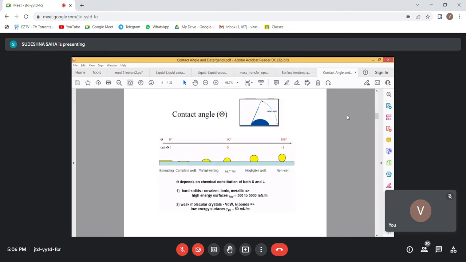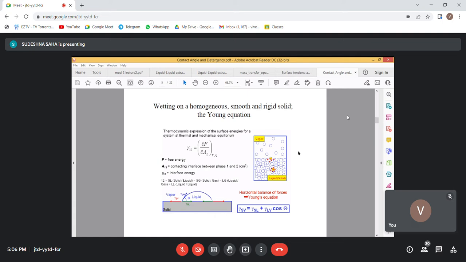Okay. Now we will come to more details about the contact angle and the wetting phenomena. So now we will consider wetting on a homogeneous, smooth and rigid solid, and then a famous equation after the name of Young, that is known as Young's equation, and that is mostly used for measurement of the contact angle, or measurement of the surface tension by using contact angle measurement experimentally.